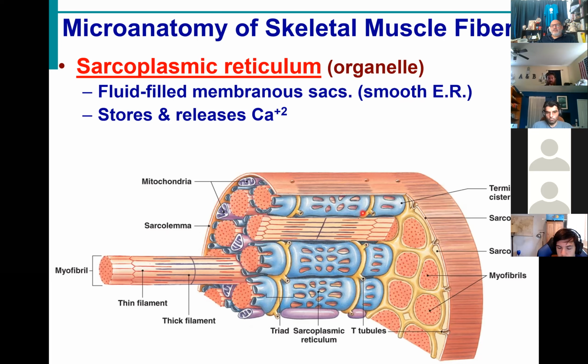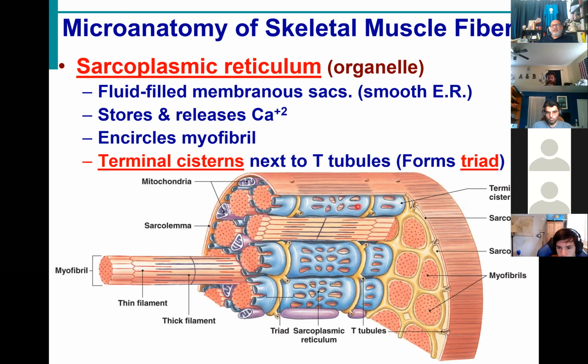And notice also right next to the transverse tubules, that sarcoplasmic reticulum enlarges to form the terminal cisternae. And those terminal cisternae, the two terminal cisternae, and the transverse tubule collectively form a unit, form a structure we call the triad.